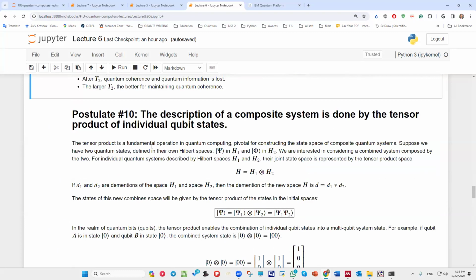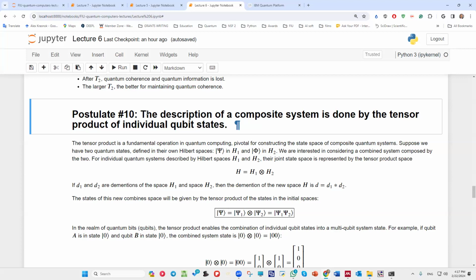So finally, we came to postulate number 10. This is the last one. Of course, quantum mechanics is a very broad topic, and here I don't touch upon many important things, but I plan to discuss them in what follows. This postulate is just the most important thing that you need to know and understand for understanding the rest of the course. Okay, so this postulate is about the description of a composed system.